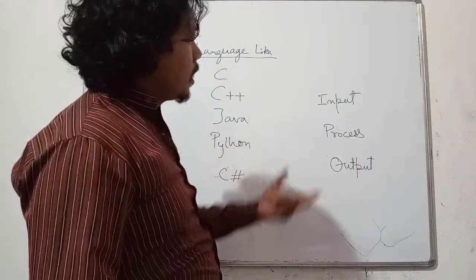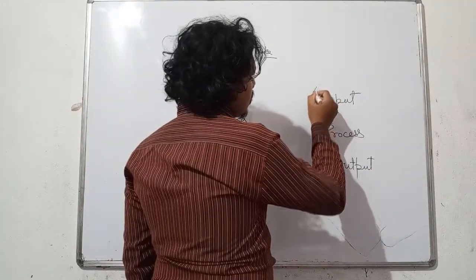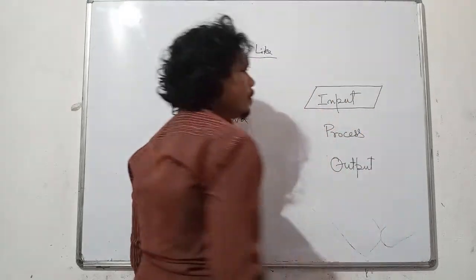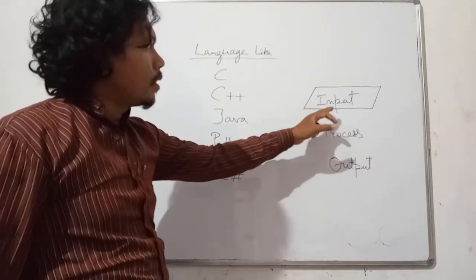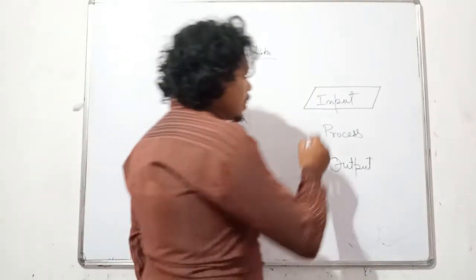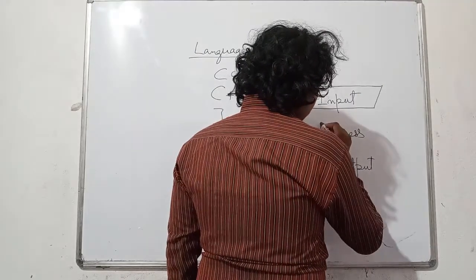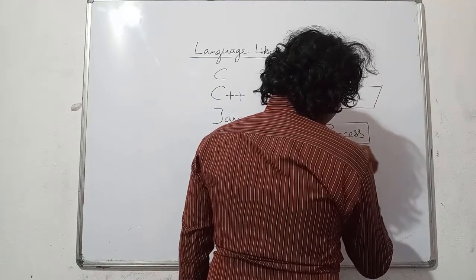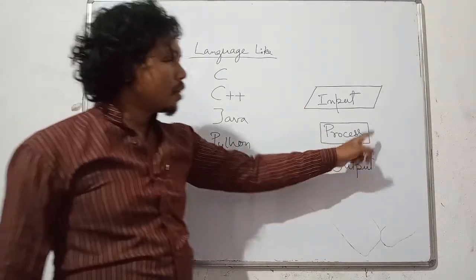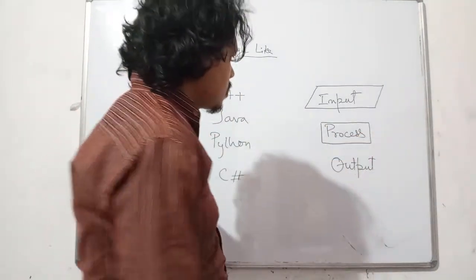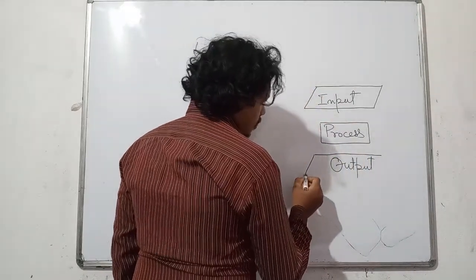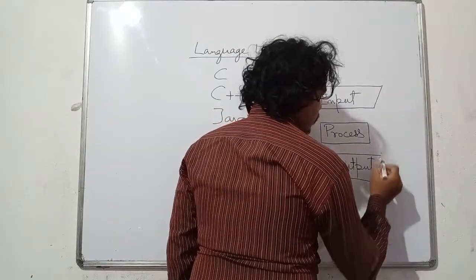Input, as we know, in a flowchart is defined by a parallelogram, and under the parallelogram there will be an input. Now second comes process. Process is written under a rectangular box, and output is also written in a parallelogram.